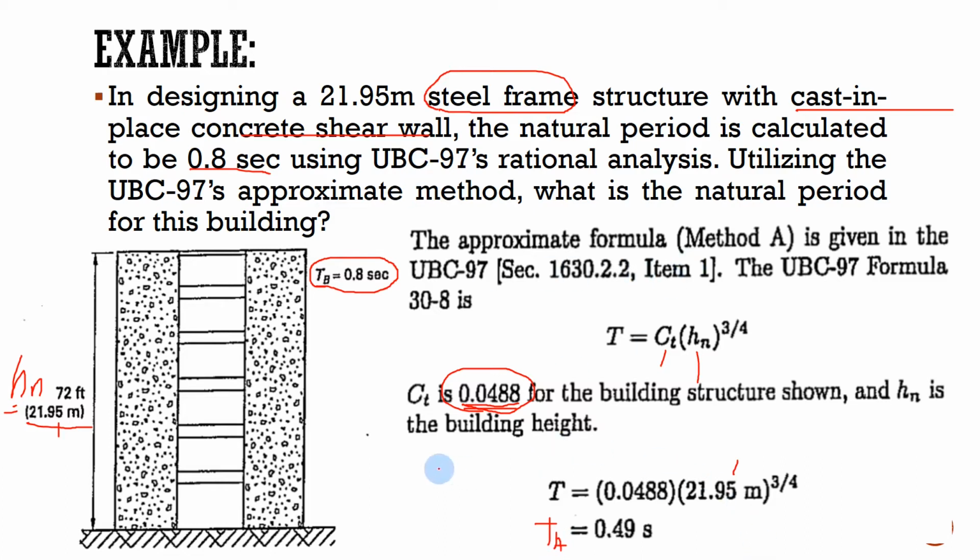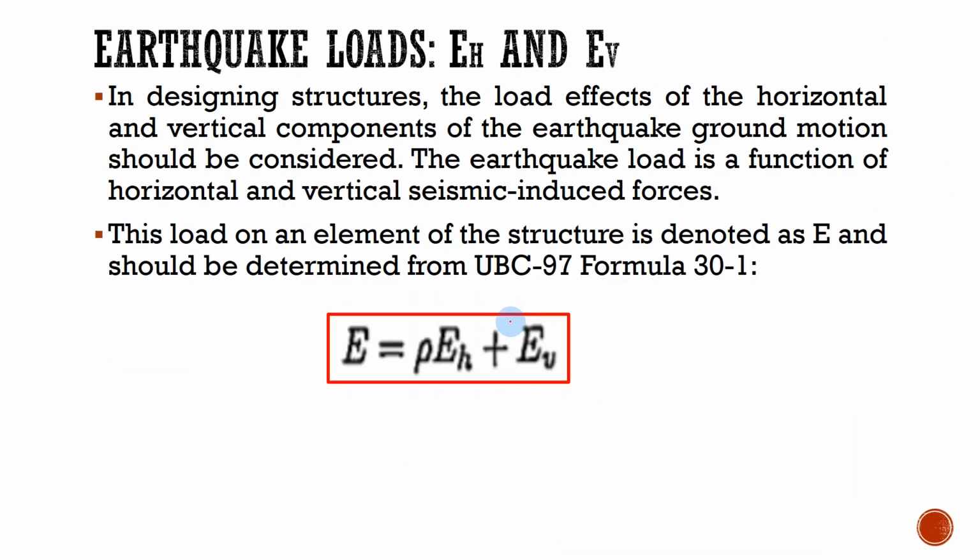So what you will do now is, if you used TB, make sure that your TB is less than or equal to 1.3 of TA. Then that's how you will conclude which value you will use for T. Okay, so those are for the building period.